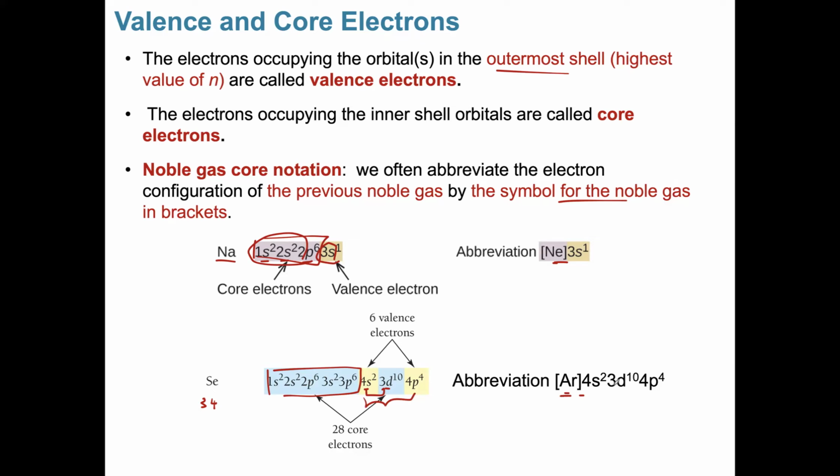Now you can see here the valence electrons are the ones with the highest n number, which are 4s2, 4p4. So selenium is in group 6A, it has 6 valence electrons. So noble gas configuration can shorten the way we write electron configuration. It can also indicate the number of valence electrons.